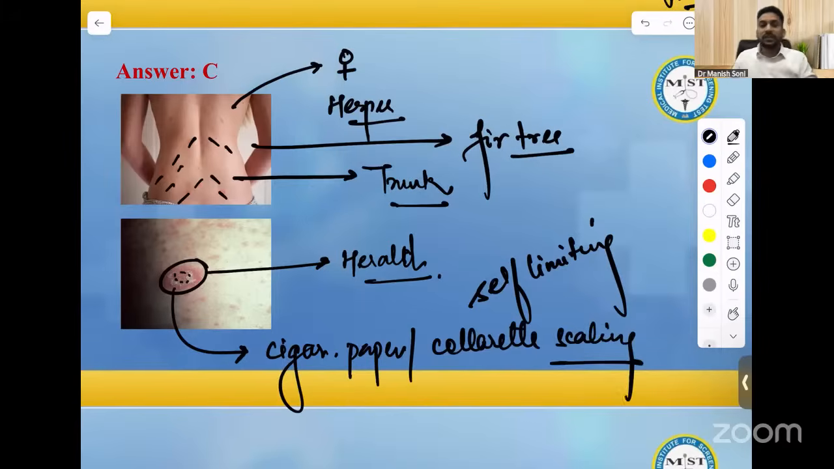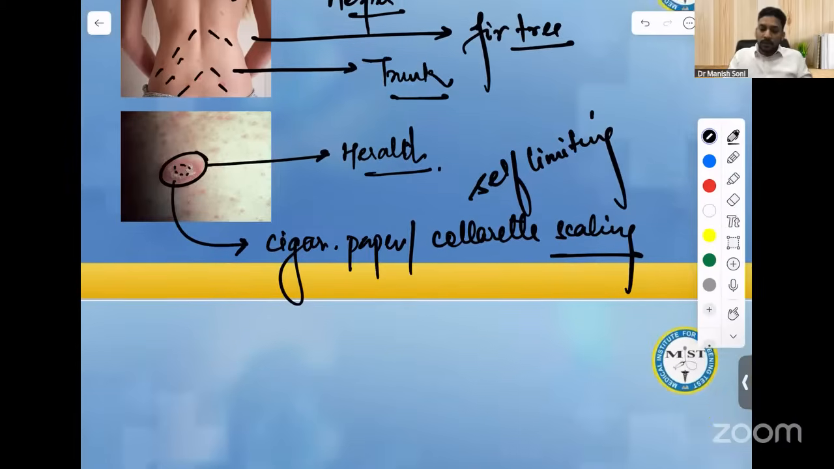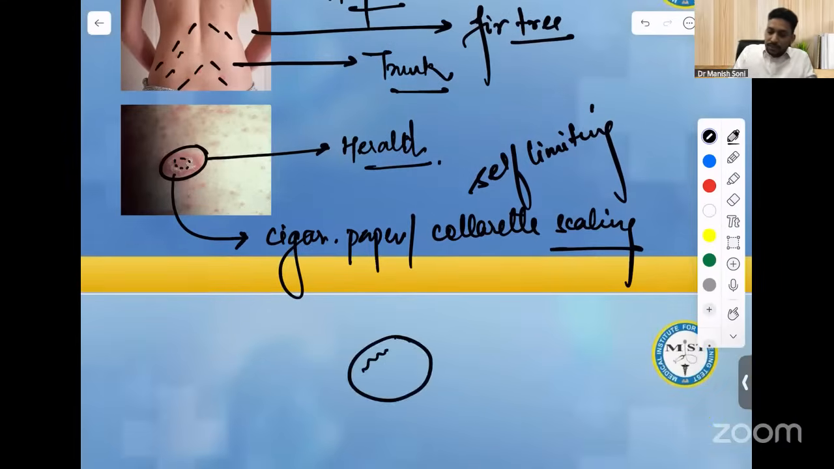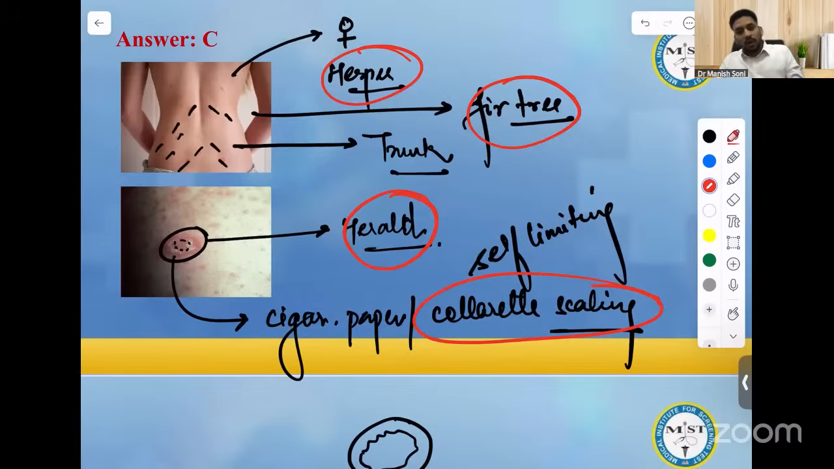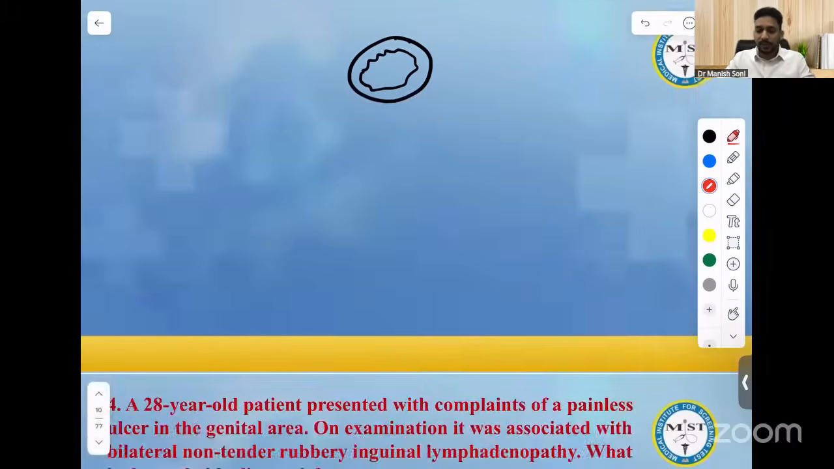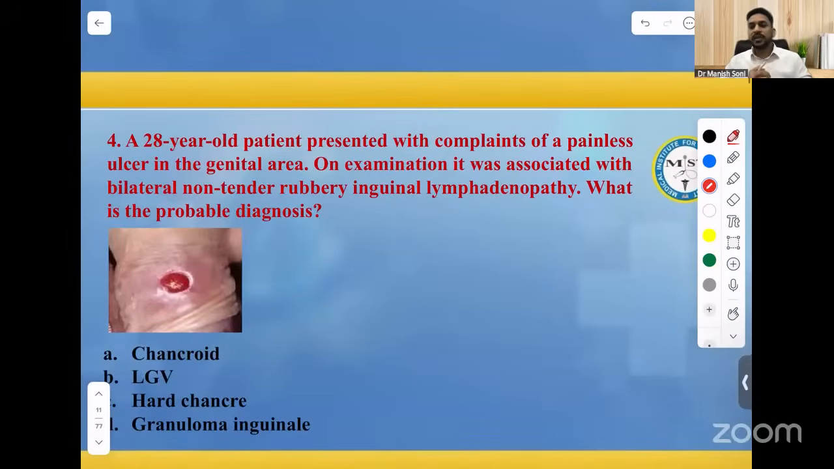Why do we call it collarate scaling? Because it appears like a collar. So if this is the lesion, the scaling is present somewhere here, as if there is a collar around the lesion. So all these are the important clues to remember about pityriasis rosea. Very important points. Questions have already been asked on Herald patch, fir tree or Christmas tree appearance, which virus has a role in etiology, and which scaling is present. Collarate scaling. Simple. Now moving to the next question.